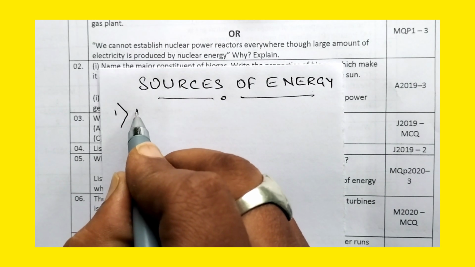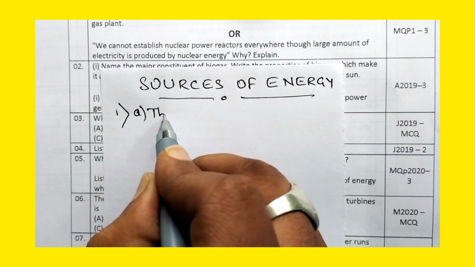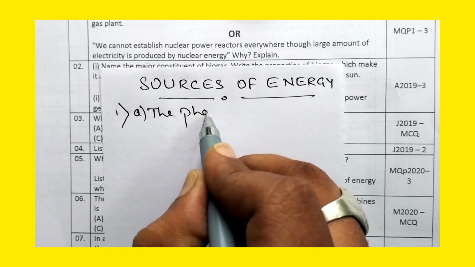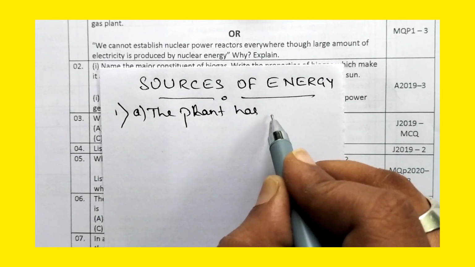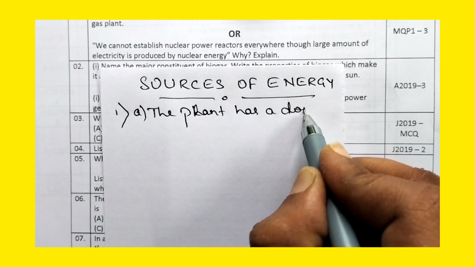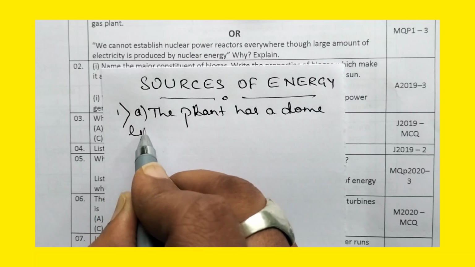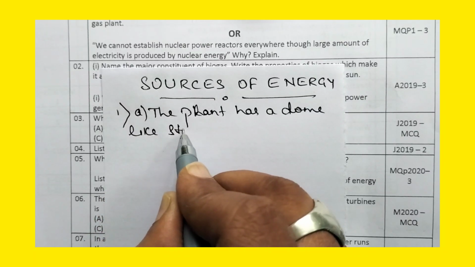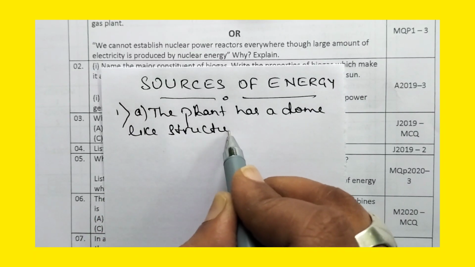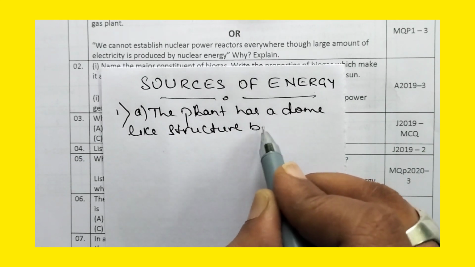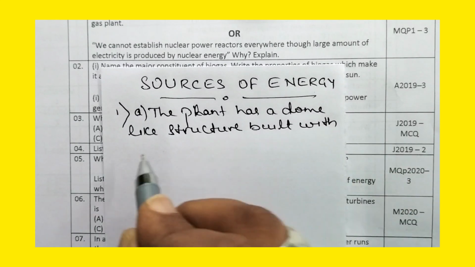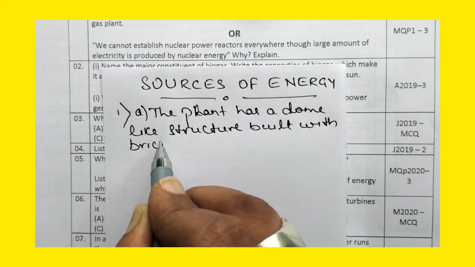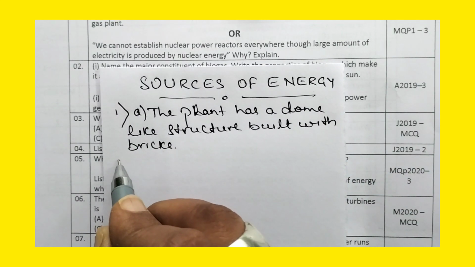First point, the plant has a dome like structure. A plant has a dome like structure built with bricks. This is the first point.